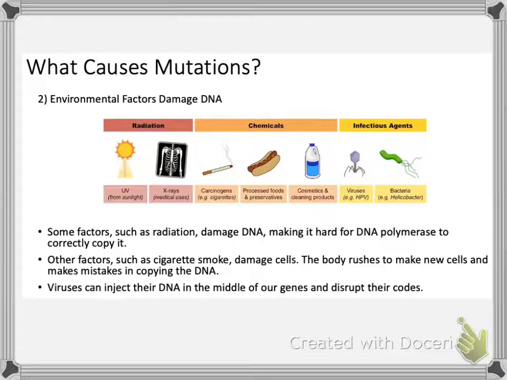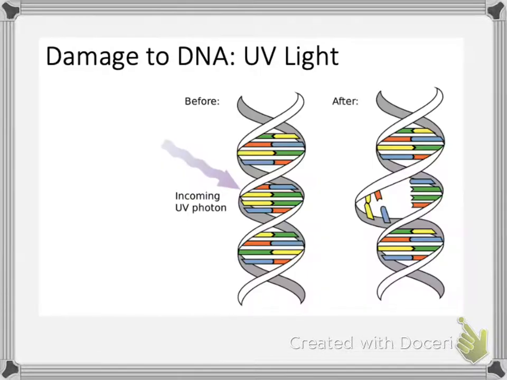Another thing that can cause mutations, mainly because it damages DNA, is environmental factors. And there are three main groups of environmental factors. The first group is radiation. Some factors, such as radiation, actually physically damage the DNA, and they make it hard for DNA polymerase to correctly copy it. So here you can see an incoming UV photon. The yellows are supposed to represent thymines. Instead of thymines binding to adenine across the way, UV light causes these things called thymine dimers.